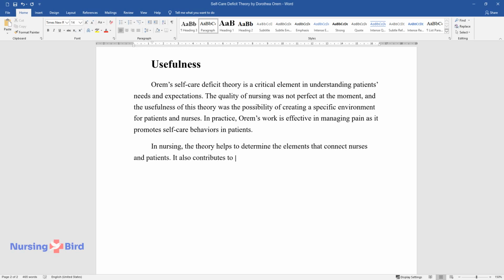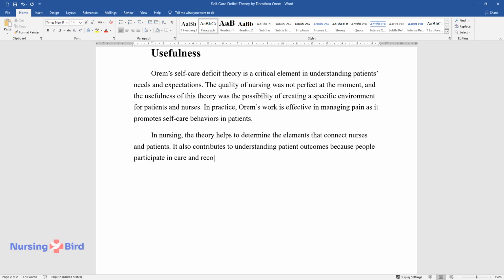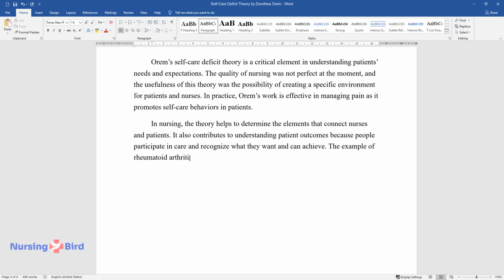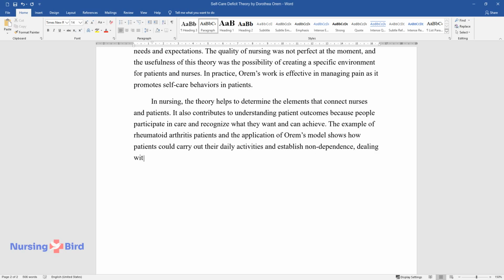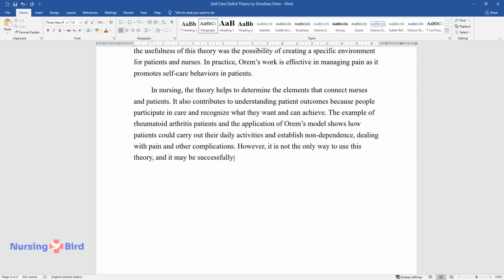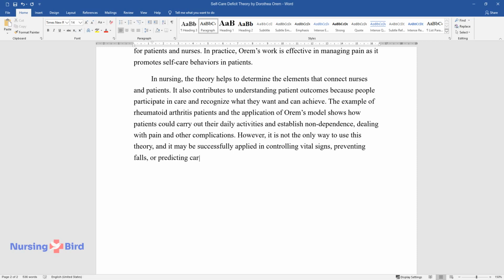It also contributes to understanding patient outcomes because people participate in care and recognize what they want and can achieve. The example of rheumatoid arthritis patients and the application of Orem's model shows how patients could carry out their daily activities and establish non-dependence, dealing with pain and other complications. However, it is not the only way to use this theory, and it may be successfully applied in controlling vital signs, preventing falls, or predicting cardiac problems.